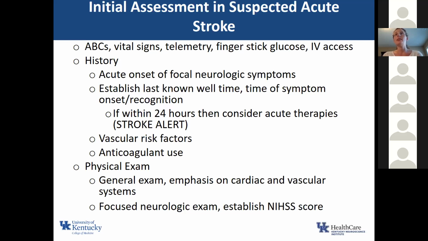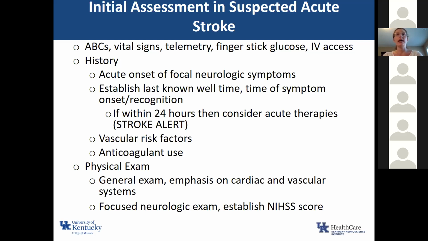But really it's that last known well that's so important in stroke. So when you went to bed last night, you were normal, and then they woke up at 3 a.m. with symptoms. So their last known well was their bedtime. And if they're within 24 hours, it's really important to make sure that we stroke alert that patient if they're in the hospital or they're in the ER, or get them to the ER right away, because they could be a candidate for acute therapy like IV TPA, or maybe even a mechanical thrombectomy.